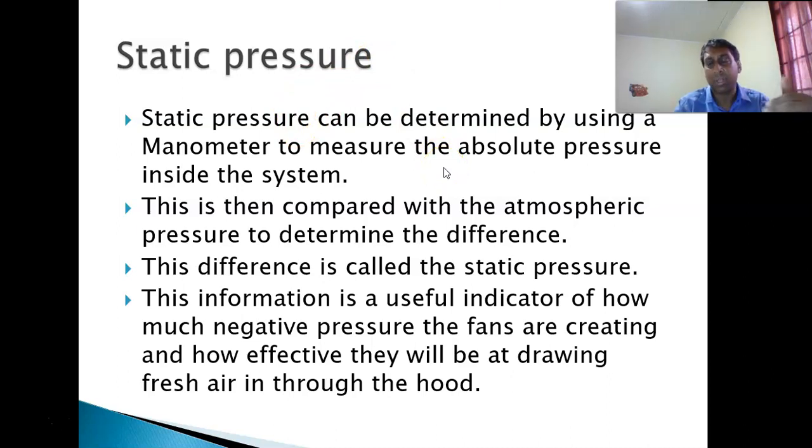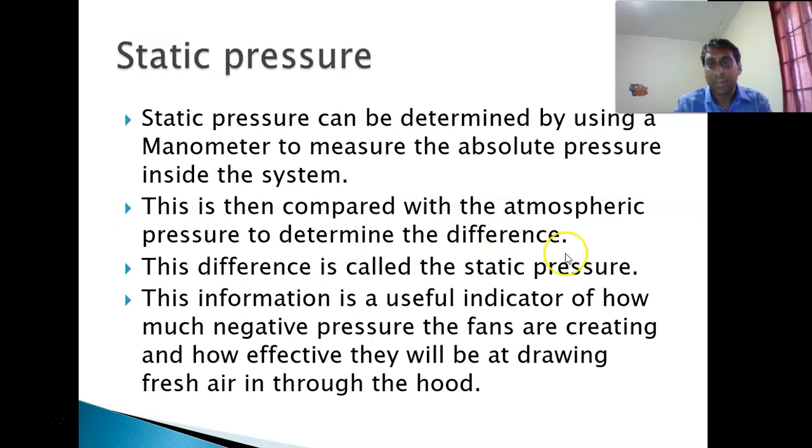So the difference is called the static pressure. So 2 minus 1 will give, of course, 1. This information is a useful indicator of how much negative pressure the fans are creating and how effective they will be at drawing fresh air through the hood.